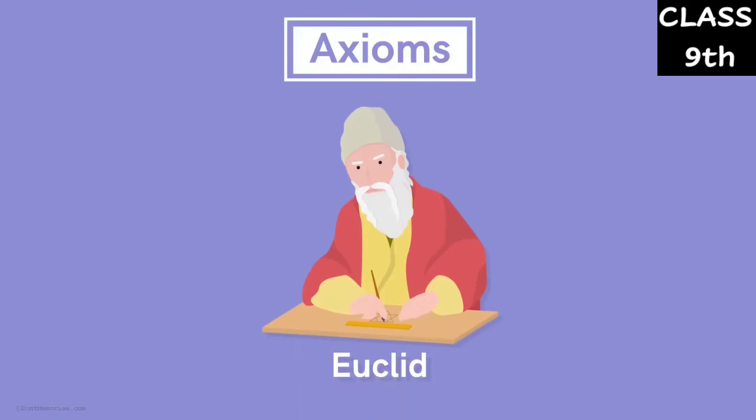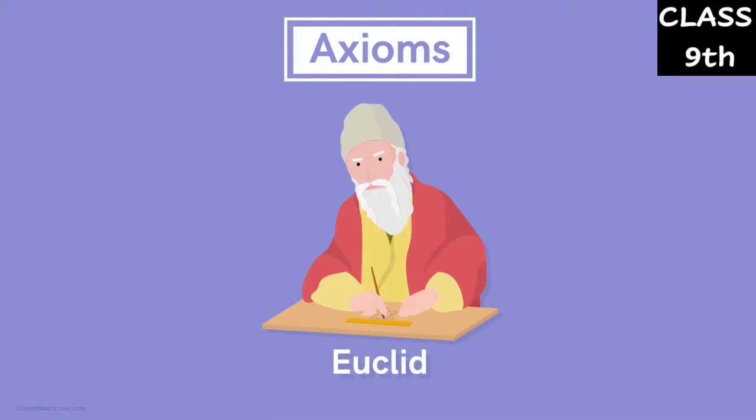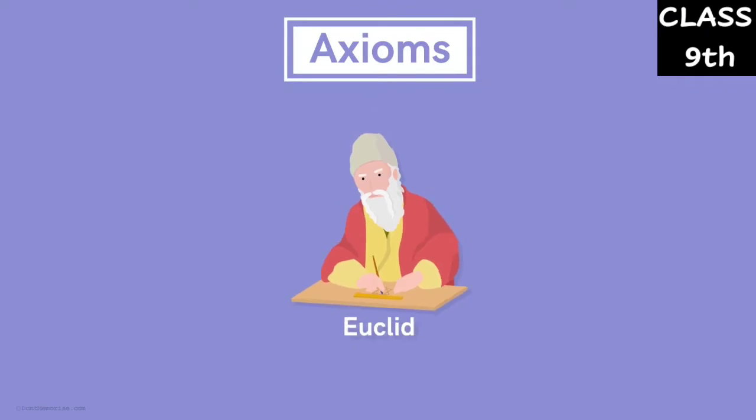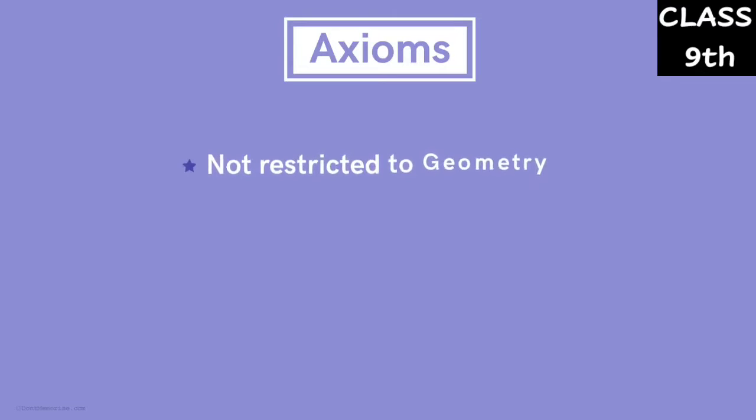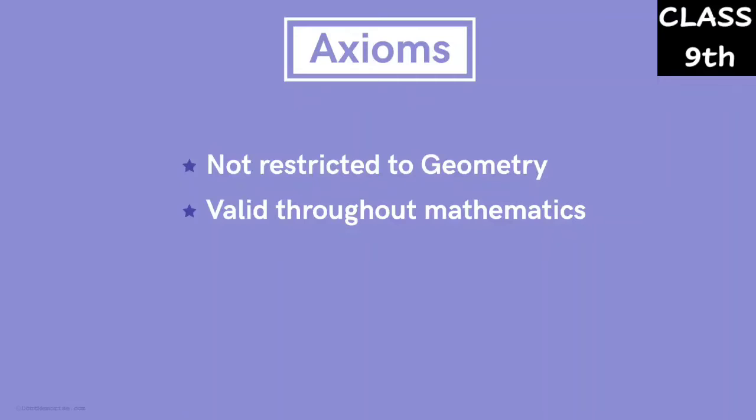Similarly, Euclid assumed that some properties were true and did not have to be proved. He called these truths axioms. These axioms are not restricted to geometry and can be applicable throughout mathematics. They will help us to prove and understand complex geometry in the upcoming lessons. In this lesson, we will study some of his axioms.